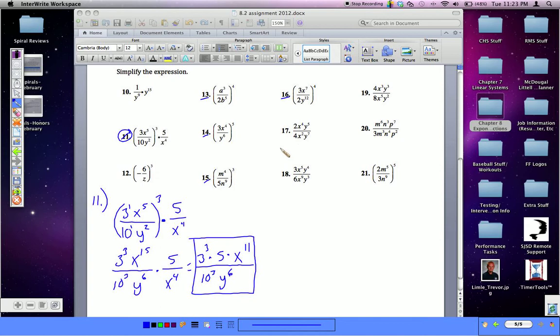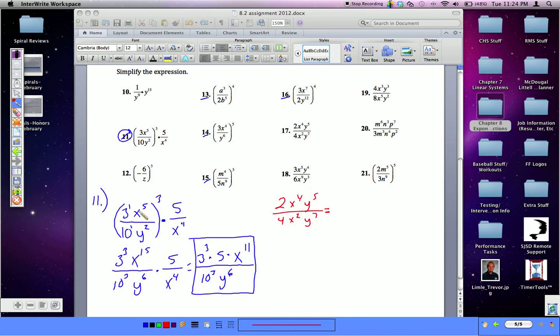So on 17, let's take a look at it, since maybe it's a little bit different situation. We have 2x to the 4th, y to the 5th. Then I have 4x squared, y to the 7th. This one takes a little bit of knowledge on fractions, which I know isn't our strongest point, but hopefully this will make sense when I write it out.